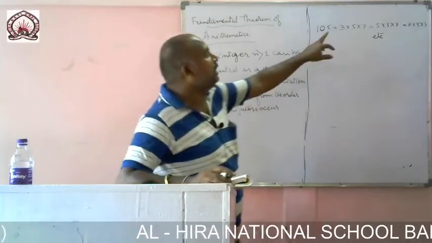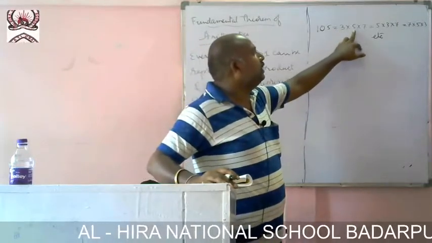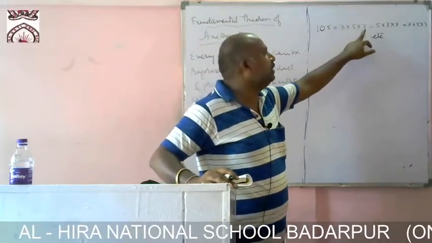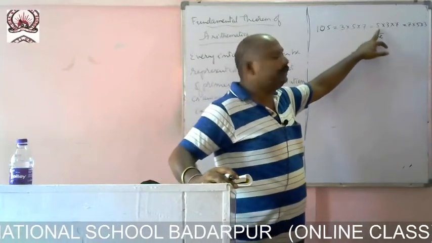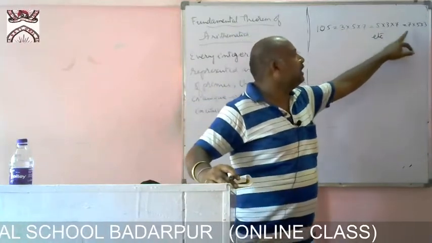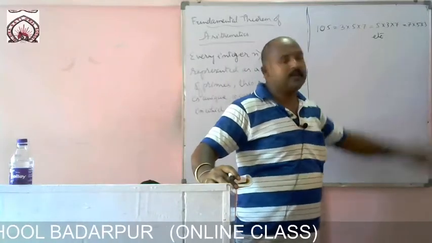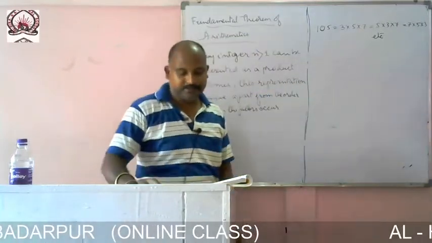Here the first factor is 3. Here the first factor is 5, the second factor is 3, and the third factor is 7. In this case the first factor is 3, in this case the first factor is 5, and in this case the first factor is 7. Okay.